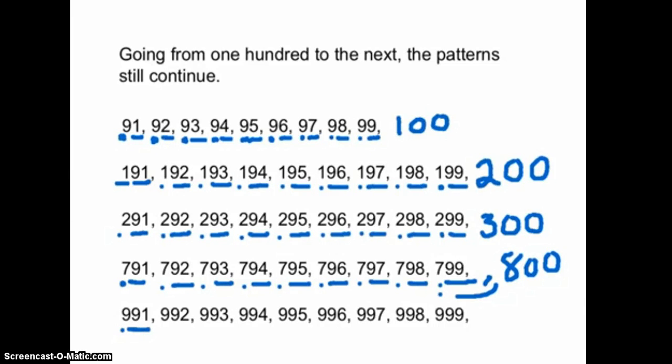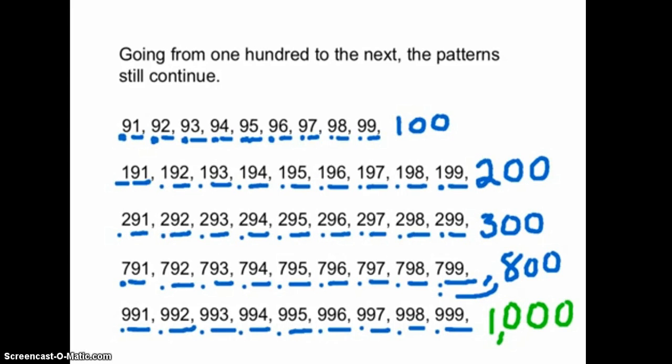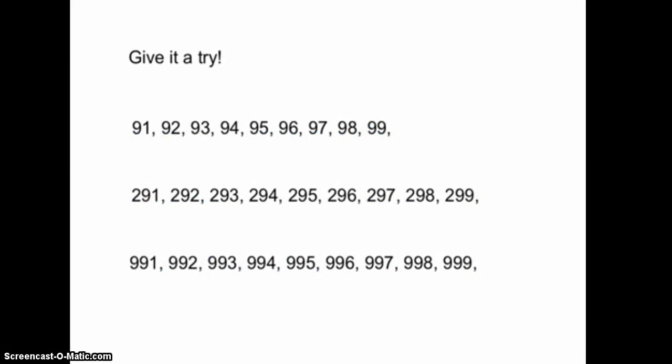Try the next one. 991, 992, 993, 994, 995, 996, 997, 998, 999. What is the next number? If you said that this 9 becomes a 10, you're right, so it now becomes 1,000. That's the number.